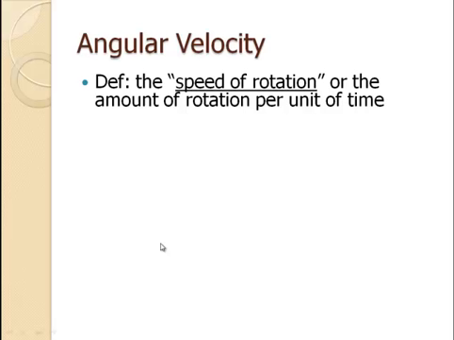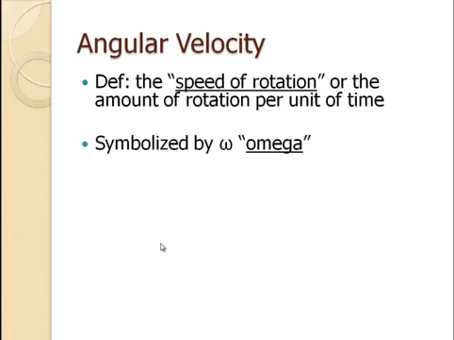First off, a new quantity is called angular velocity. Angular velocity is the speed of rotation, or the amount of rotation per unit of time. Essentially, how quickly is something spinning. It is symbolized by the Greek letter omega, which looks kind of like a curvy W. So the formula for omega would be the amount of rotation divided by the amount of time. This gives us the formula for the average rotational velocity.